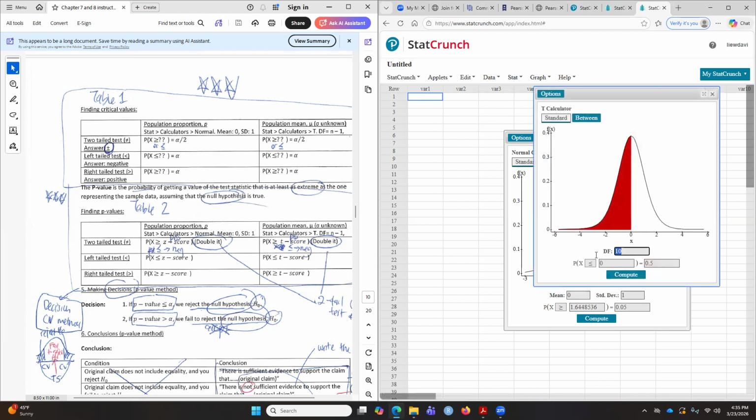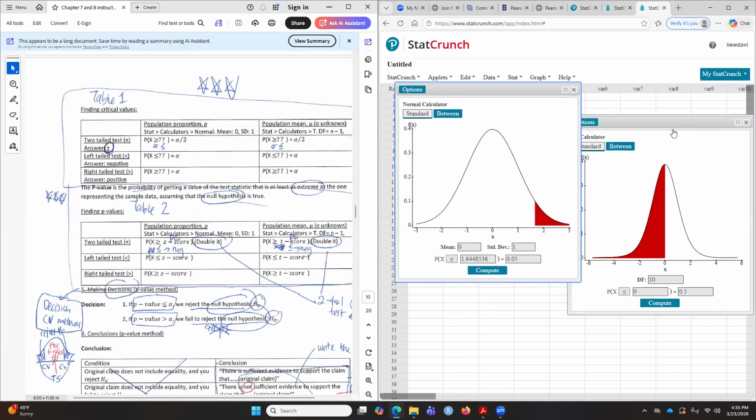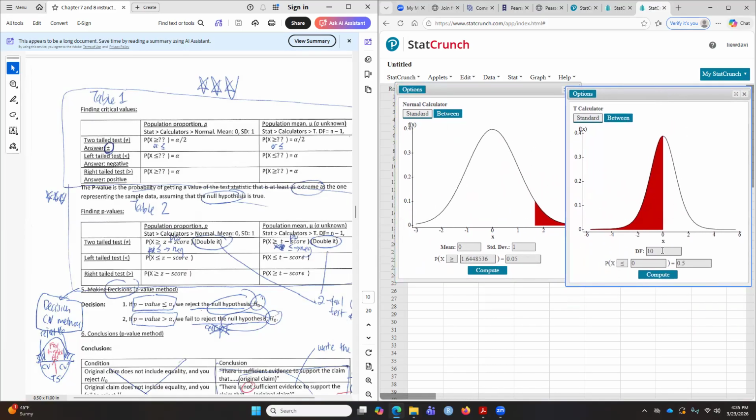Okay. The only thing that is different between the T and the normal that we did here is that for normal, we need mean and standard deviation, which is 0 and 1. But for T in this case, we need degrees of freedom, and make sure that the formula to find degrees of freedom is n minus 1. And then you do the same thing as what we just did for the normal calculator in this case. Make sure that this alpha is over 2.